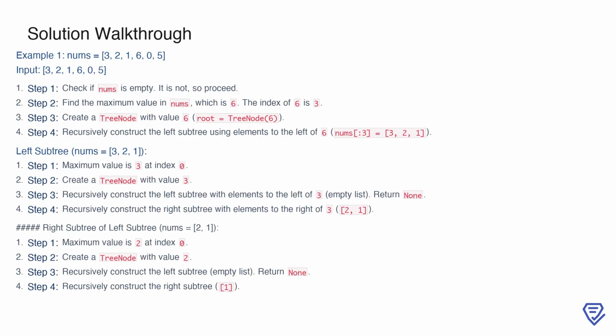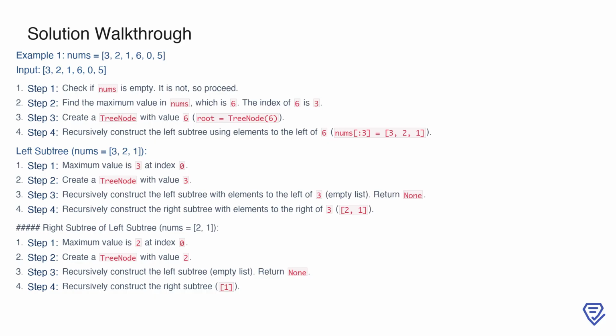To solve the maximum binary tree problem, we start with the given input array nums equals 3, 2, 1, 6, 0, 5. First, we check if the array is empty. Since it is not, we proceed to find the maximum value, which is 6, located at index 3. We create a tree node with the value 6, and this becomes the root of our tree. Next, we divide the array into two parts, elements to the left of 6 and elements to the right of 6. For the left subtree, we use the subarray 3, 2, 1.